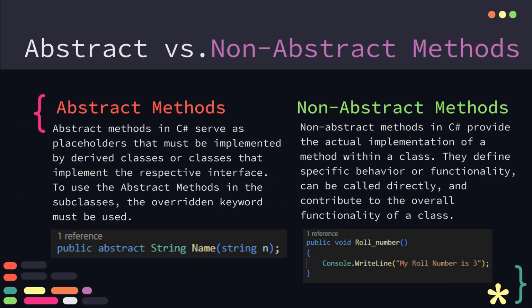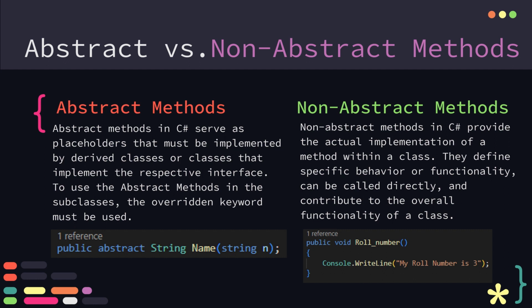Now, a question arises, what are abstract and non-abstract methods? Coming on to the abstract methods, these methods serve as placeholders that must be implemented by the derived classes or classes that implement the respective interface. To use the abstract methods in the subclasses, the override keyword must be used. The example for the abstract method is given below.